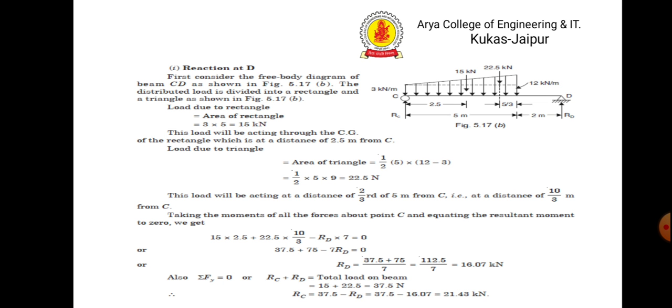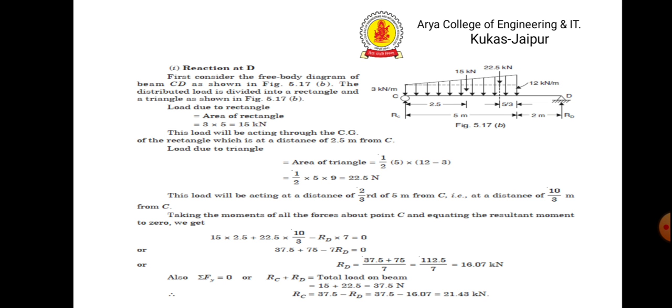It will act at the CG, which will be 2 by 3 from C, 2 by 3 from the zero point, that is your C. So at a distance of 10 by 3. Now if we take the moment of all the forces and equate them to 0: 15 into 2.5 plus 22.5 into 10 by 3 minus, why minus? Because anti-clockwise, RD into 7 equals 0. So from here, what is RD?